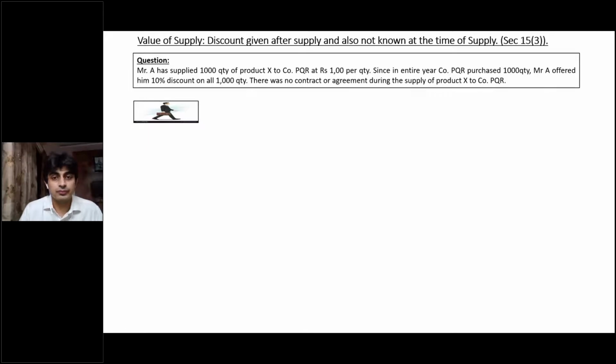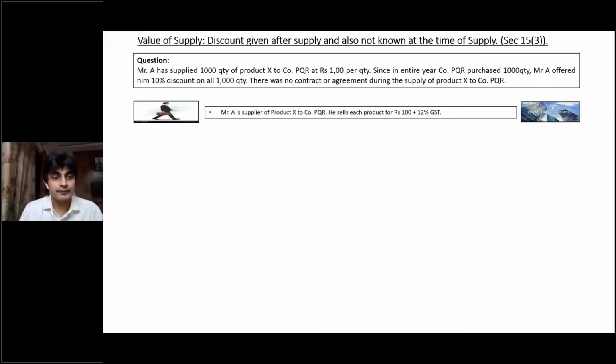See this. First point. Mr. A is a supplier of product X to company PQR. He sells each product for 100 plus 12% GST. Okay, मैं क्या कर रहा हूँ? Mr. A product X बेच रहा है to company PQR और कितने में बेच रहा है? He sells each product for how much? 100 plus 12% GST.